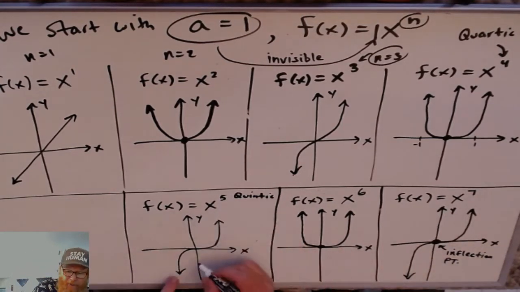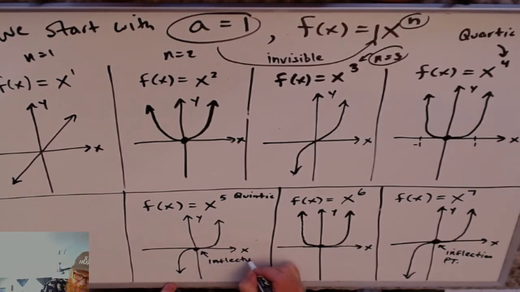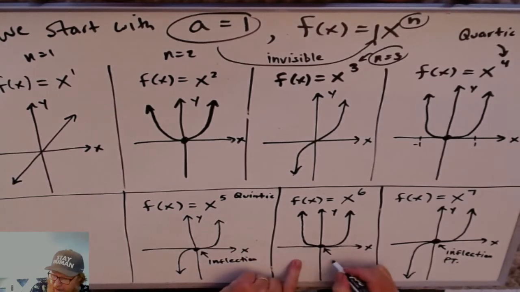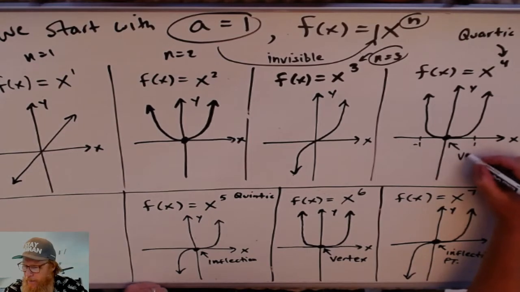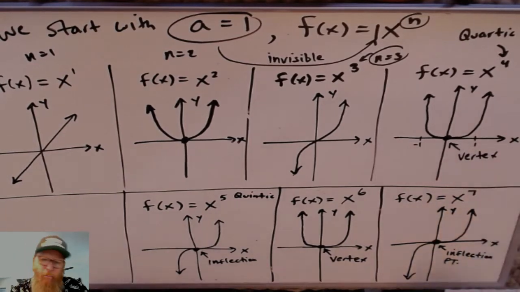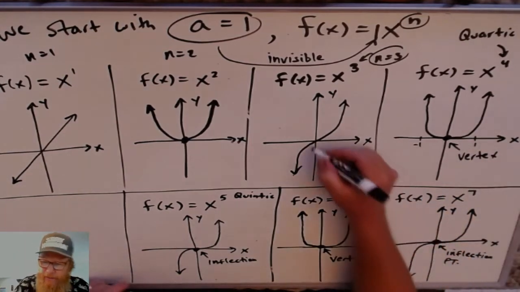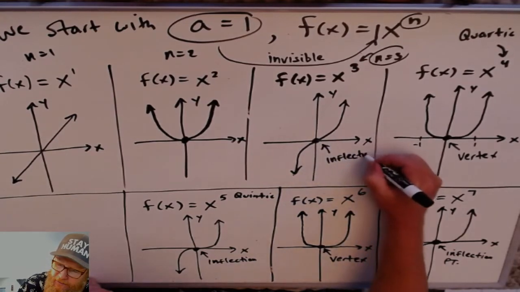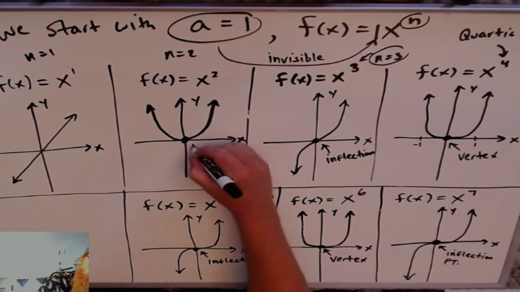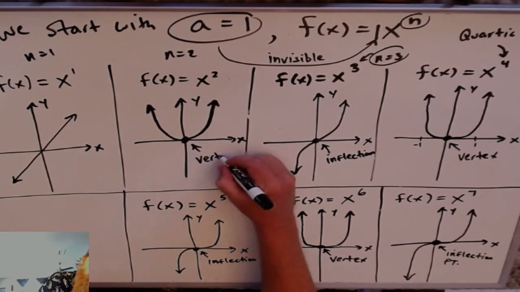So odd powers have inflection points. Even powers have vertices. Or you can just say vertex if there's only one. If there's more than one, then you have to say vertices. Okay, so odd powers have inflections. Even powers have vertices.